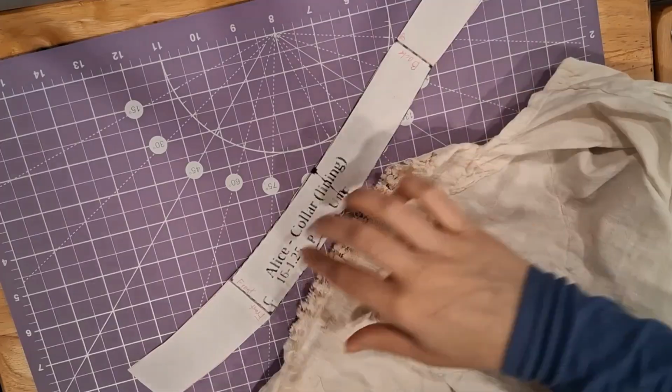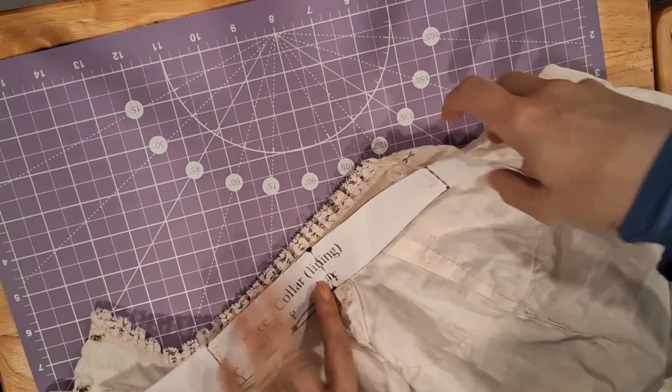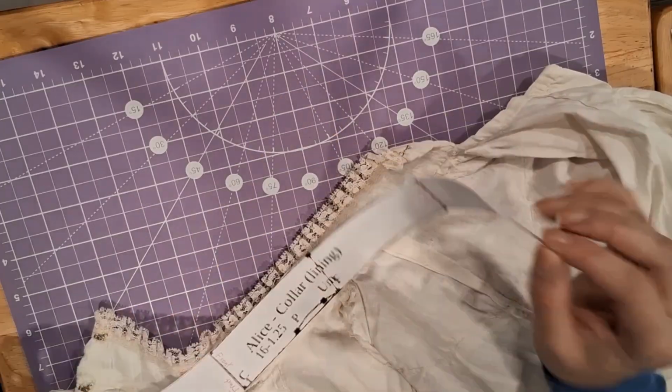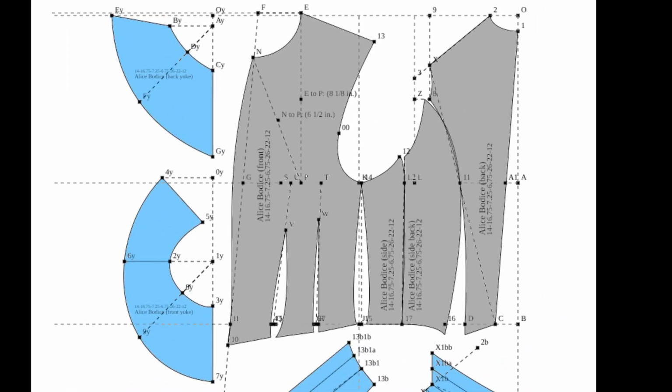Okay. So now this is center front to the shoulder, and then around to the back. There are a few additional pieces from the bodice pattern that you'll need as well. These are the two that you need for the lining fabric.